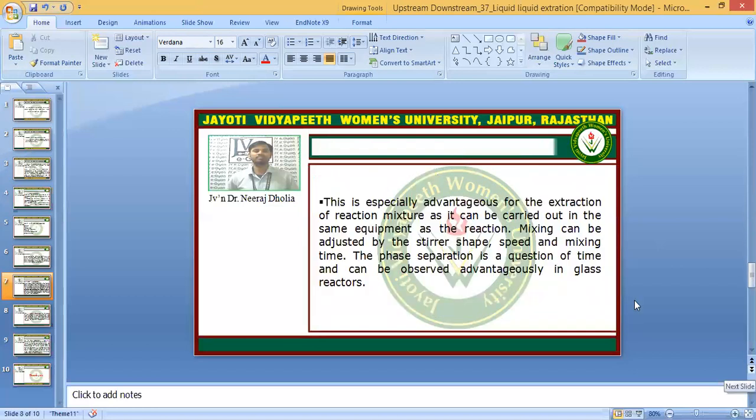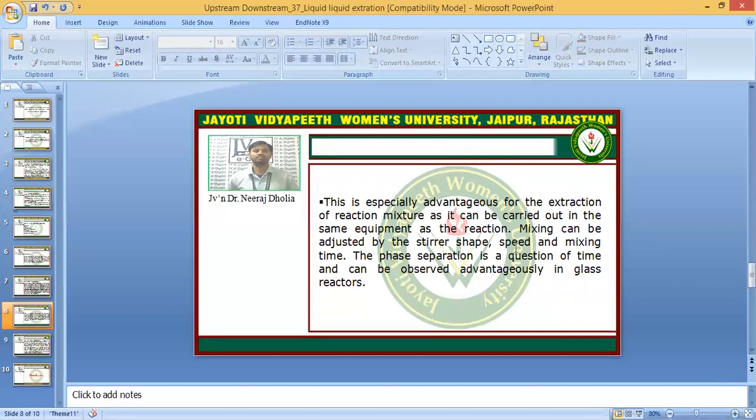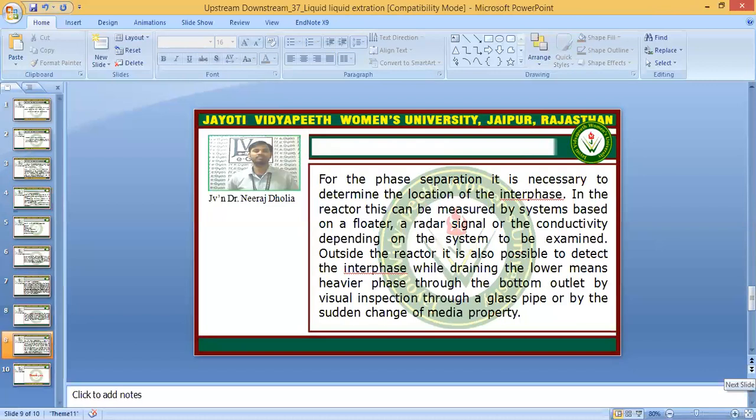This is especially an advantage for the extraction of reaction mixtures, as it can be carried out in the same equipment as the reaction. Mixing can be adjusted by the stirring shape, speed, and mixing time. So these are the variables. You can change the phase separation, which is a question of time, and it can be observed advantageously in a glass reactor. You have to wait till the phase separation, and it is easy to use glass equipment because you can visualize the phase separation here.